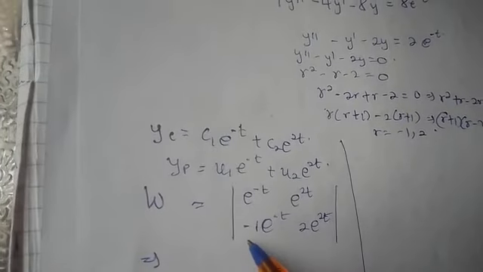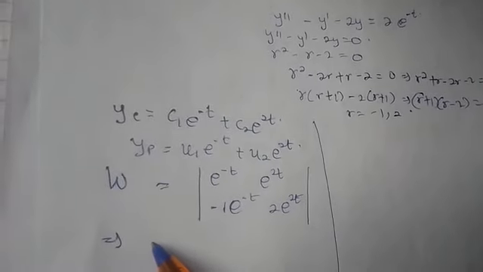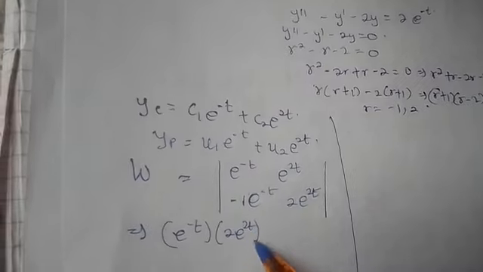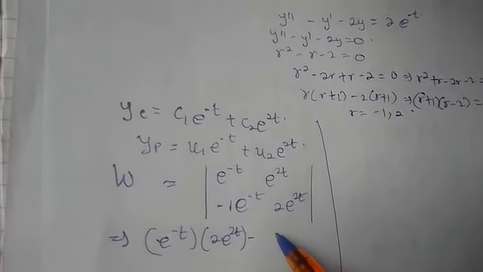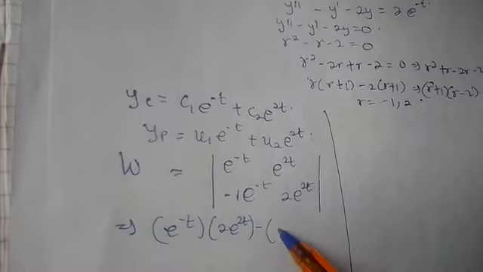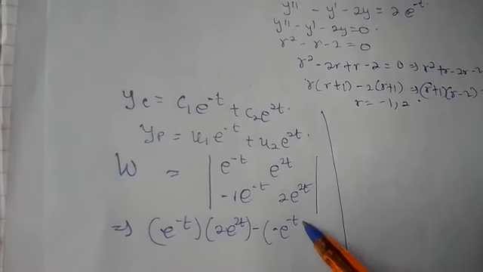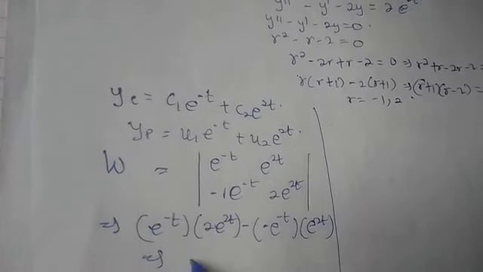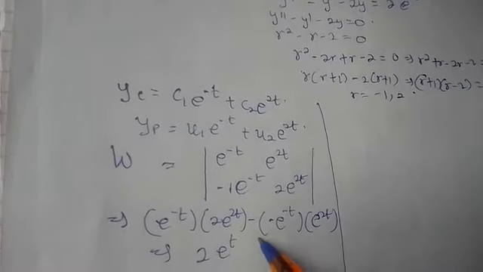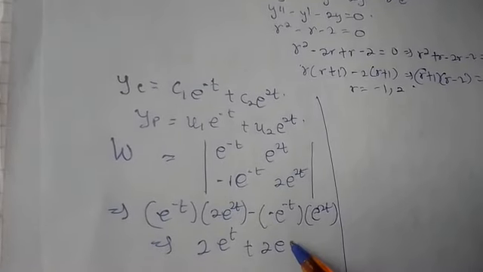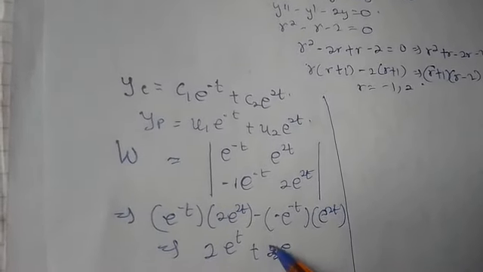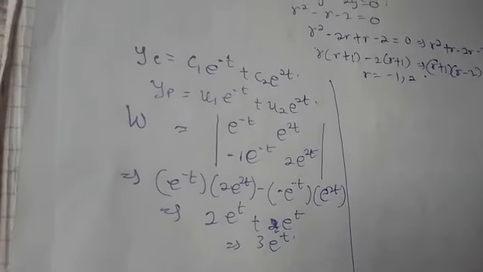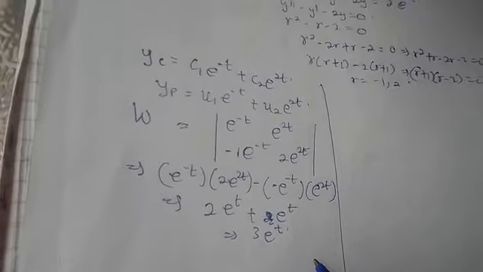So what do I get? I multiply e^(-t) by 2e^(2t), then minus the expression of -e^(-t) multiplying e^(2t). This gives me 2e^t plus e^t, so this is going to give me 3e^t. This is my Wronskian.